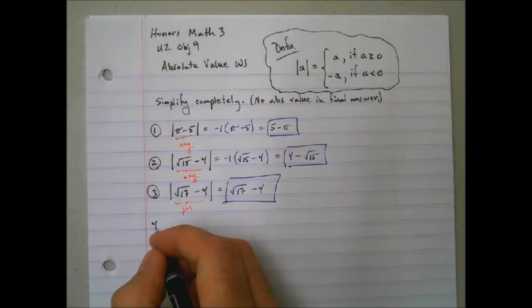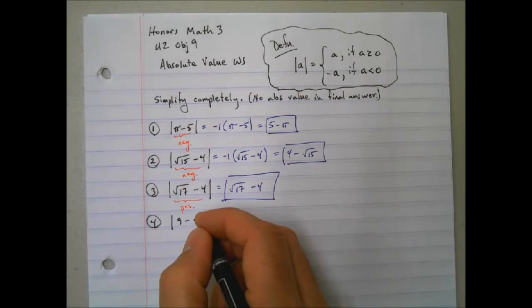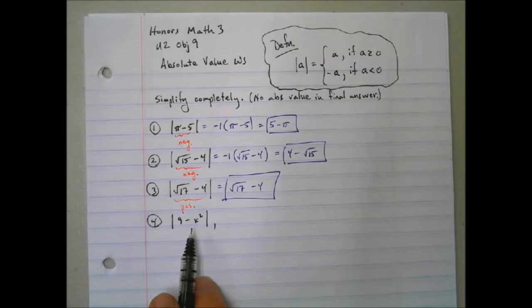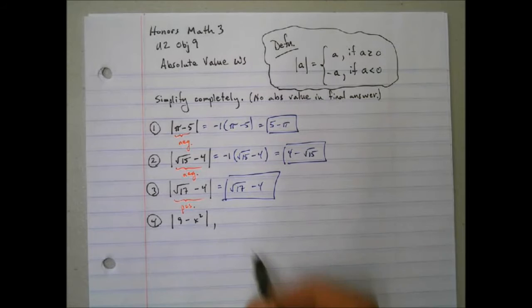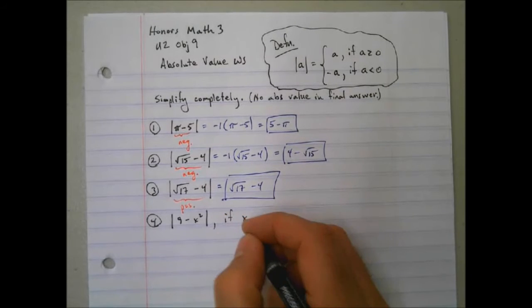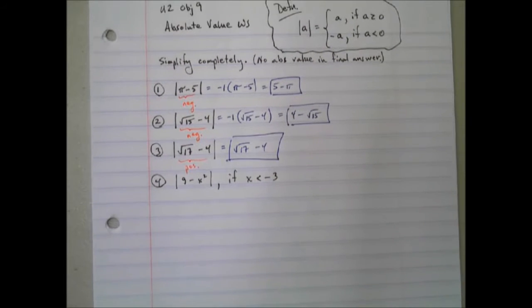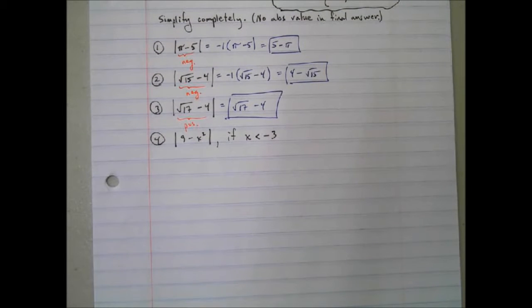Number 4, the absolute value of 9 minus x squared. Now, if we have an unknown in there, we have to know something about the unknown. And so notice I already have a comma ready to go here. There has to be some extra information that we're being given because we don't have enough information at the moment. So let's say we're given information if x is less than -3. Well, what kind of values are less than -3? Like -4, -5, -6, and so on.